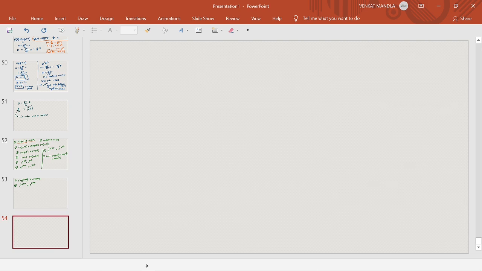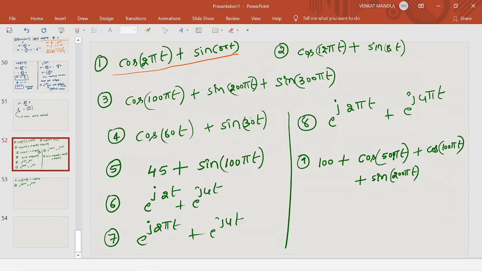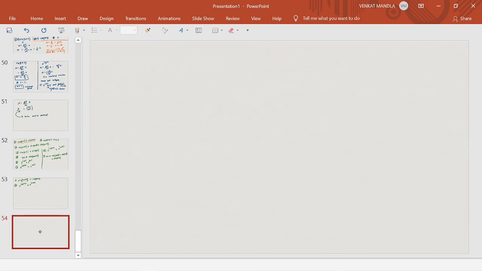Let me start a continuation of the previous lecture. So I want to solve some problems. All these problems I want to solve here. First problem is cos 2 pi t plus sin 8 pi t.